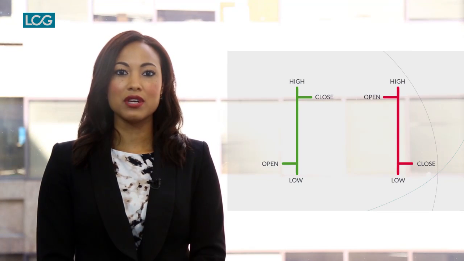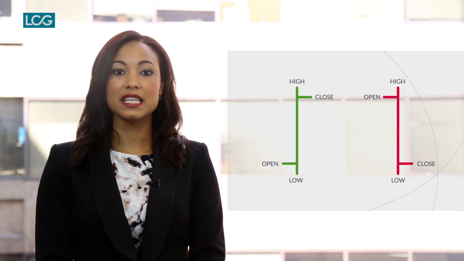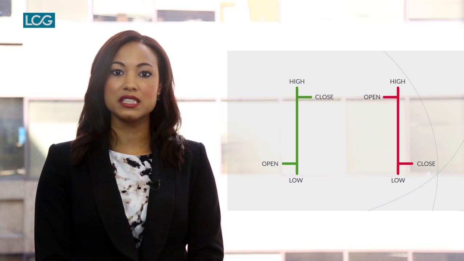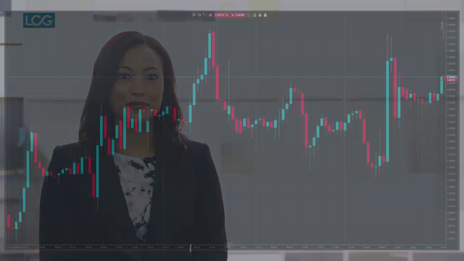A bar that is coloured red signals that the stock has gone down in value over that period. When this is the case, the dash on the right, the close price, is lower than the dash on the left, which is the open price, as you can see.